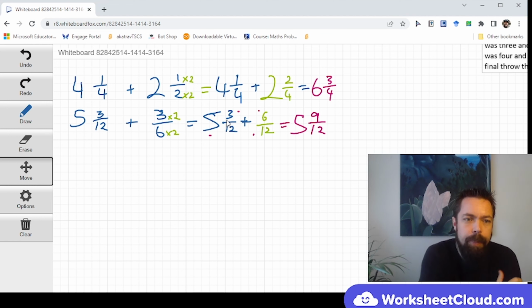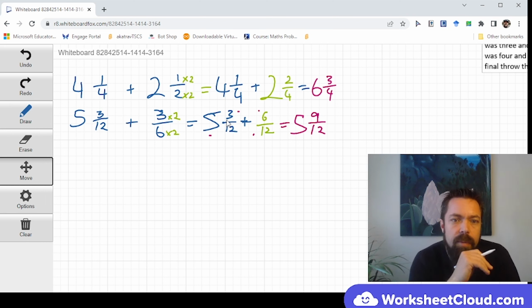There we go. Right, so we've got those where we've changed it, and now we've seen what happens when there's no whole number on one of your numbers. So it's a mixed number and a common fraction, easy peasy.